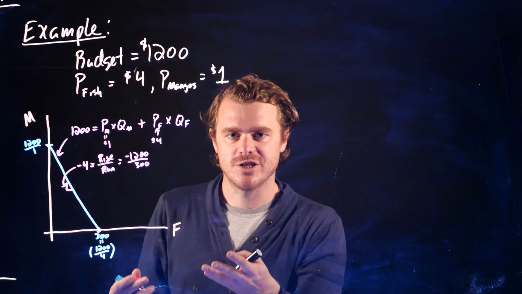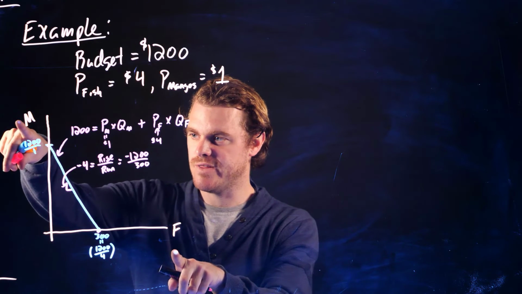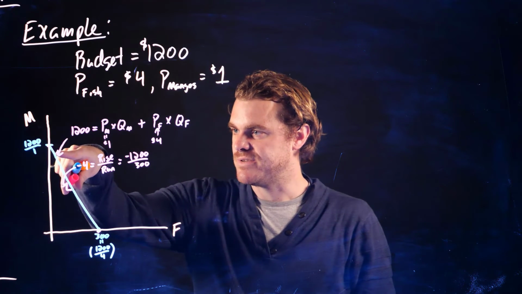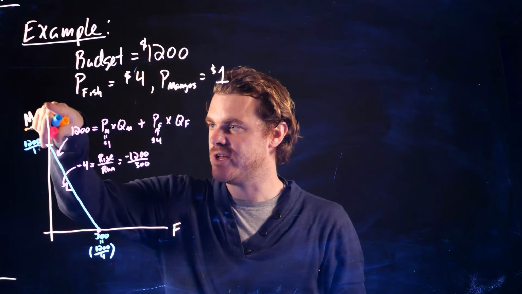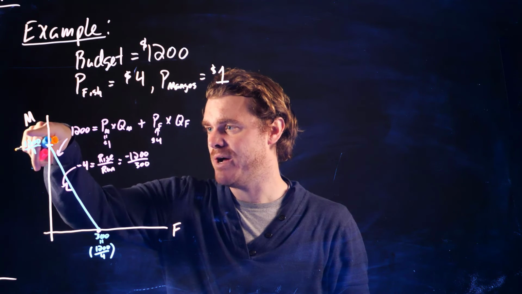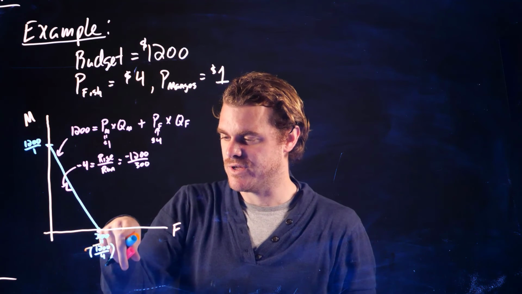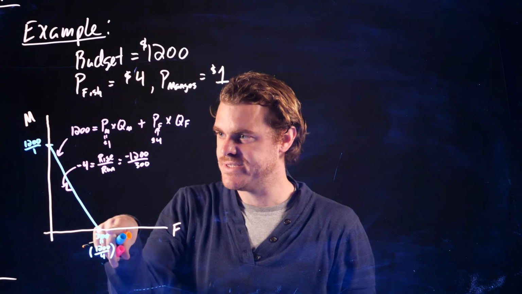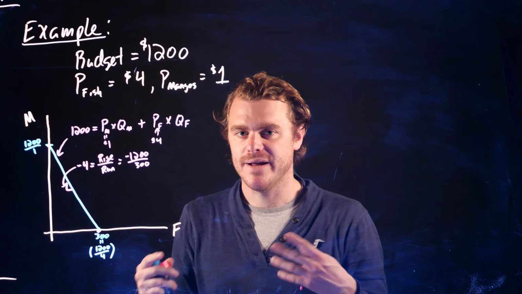So this is how budget constraints work. We have two goods on either axis, the quantities of the good on the axis. To figure out what the y-intercept is, we take our budget divided by the price of the good on the y-axis. Do the same thing for the good on the x-axis to figure out this intercept, and then draw a line between them. And that's going to be our budget constraint.